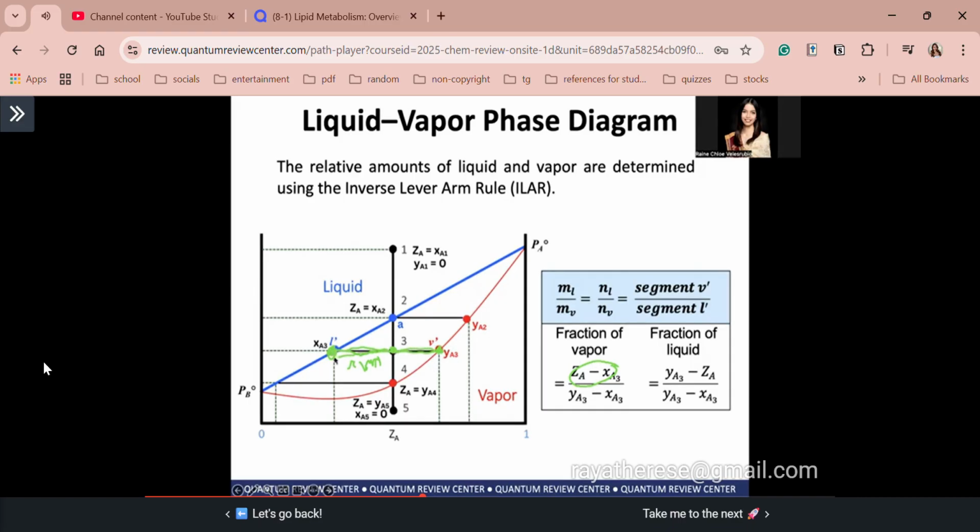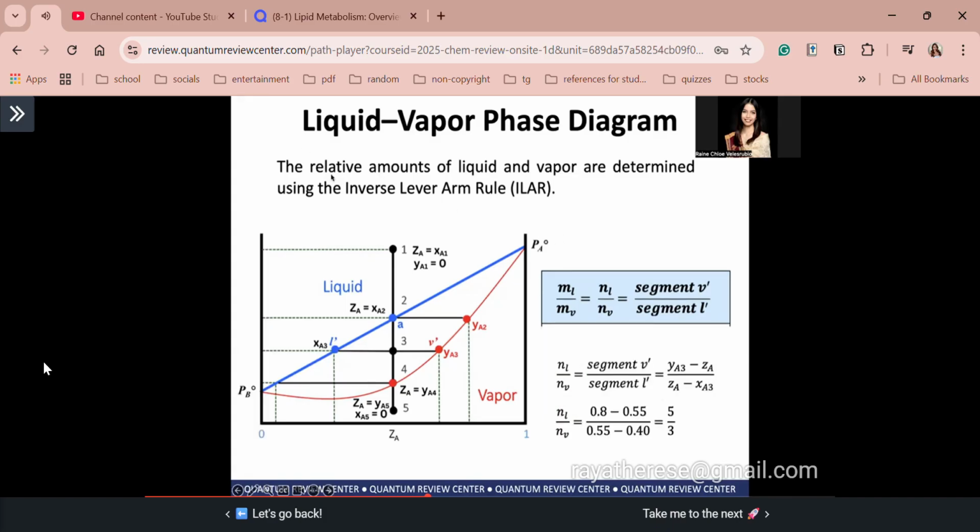So ito na yung buong yun. Because we are looking at the fraction of vapor in the overall mixture. So basically ito guys, liquid plus vapor yung nasa denominator. Tapos yung nasa numerator, vapor, kasi hinahanap yung fraction of vapor. For the fraction of liquid, inverse ulit, so magre-reflect tayo based sa segment V apostrophe. So the fraction of liquid is equal to Ya3 minus Za, divided by the total mixture, that is Ya3 minus Xa3. Basically, amount of liquid divided by liquid plus vapor. So later, mas ma-visualize yan. I hope it's clear, guys.